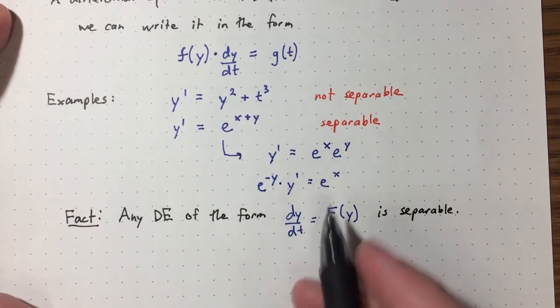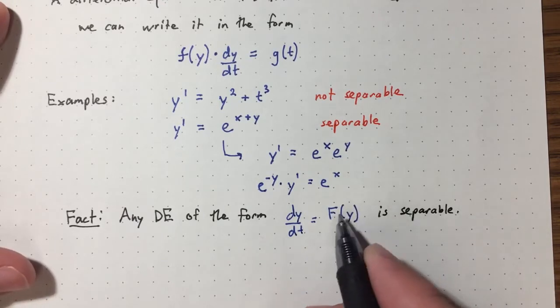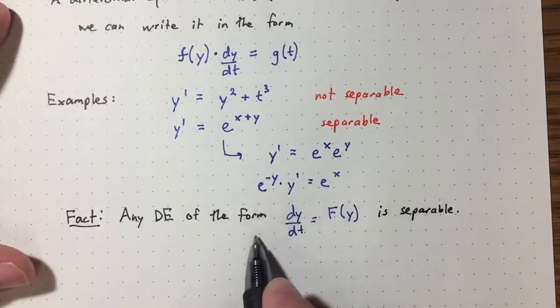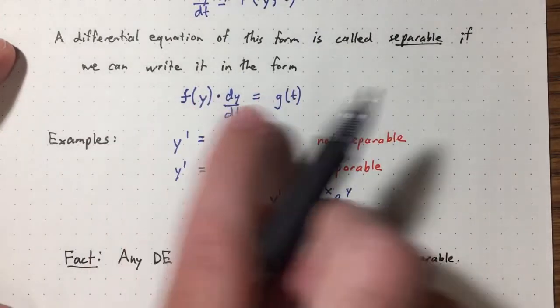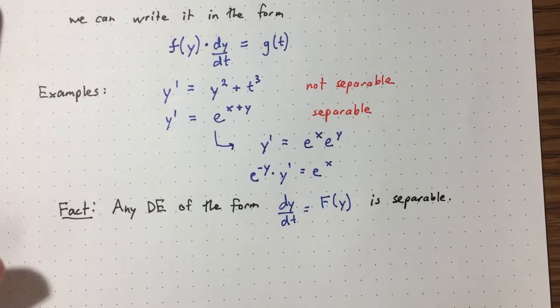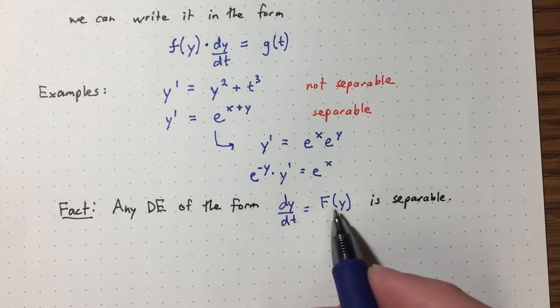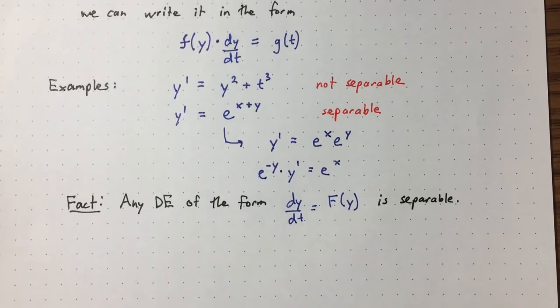And you can probably see why. No matter what this function is, even if it's extremely complicated, we can just divide both sides of the equation by it, and then we get 1 over that function times dy/dt equals just the number 1 we're going to be left with here. So that's certainly of this form. And this is actually important because pretty much all of the differential equations we saw in the first 2 lectures are of this form. They didn't have the variable t appearing in the differential equation.